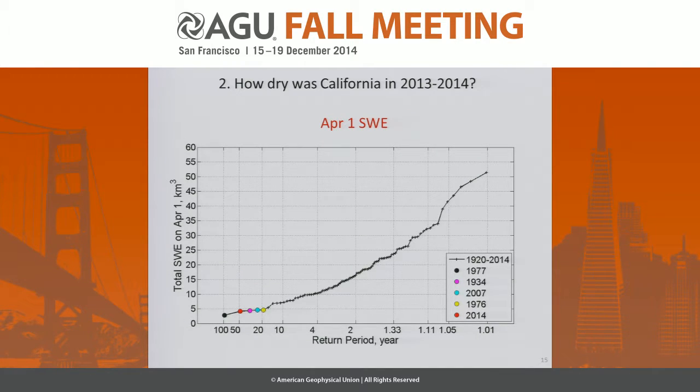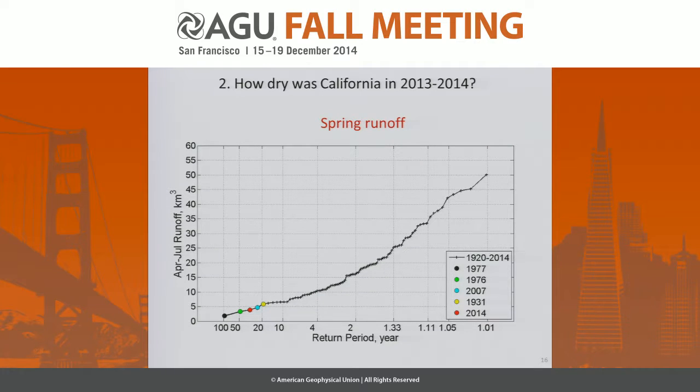Then we did the same analysis for April 1 snowpack. Again, 2014 had the second lowest SWE in the record, and 1977 had the lowest, and 1976 is also among the 5 driest years in terms of SWE. The same goes for spring runoff, and the results are also very similar.